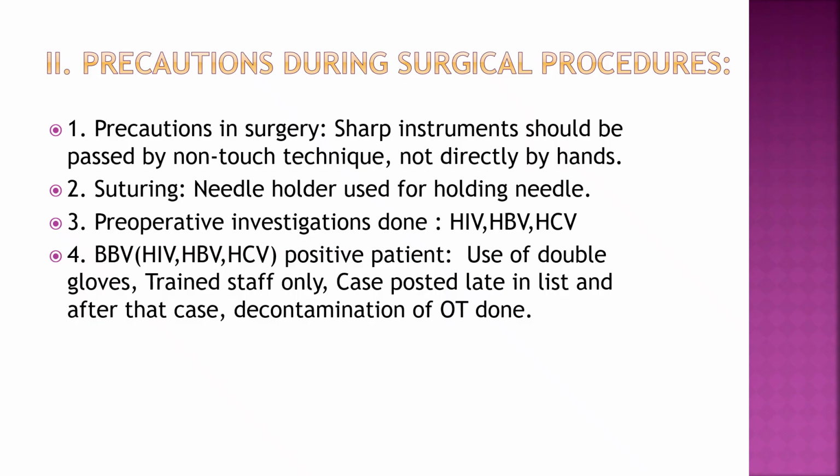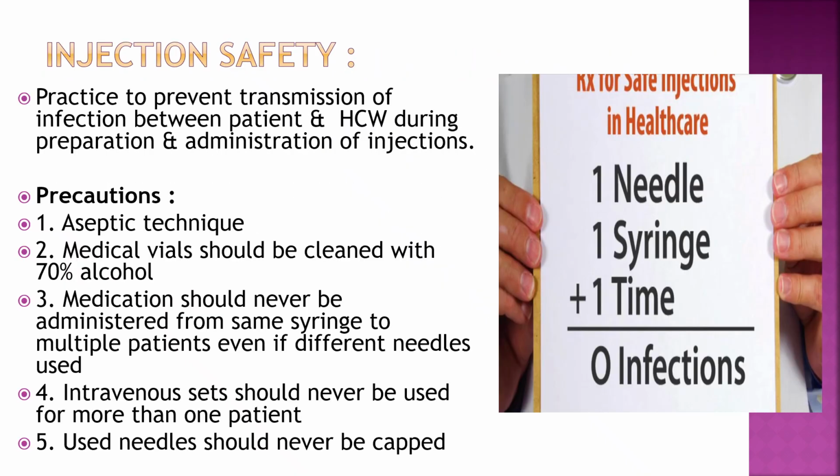Pre-operative investigation should be done for HIV, hepatitis B and HCV. For a blood-borne viral infection positive patient, use of double gloves should be there, trained staff should be there, and the case posted late in the list. After that case, decontamination of OT should be done, and the surgeon should wear proper personal protective equipment including double gloves. So injection safety, practice to prevent transmission of infection between patient and healthcare worker.